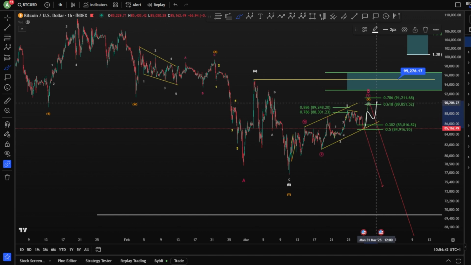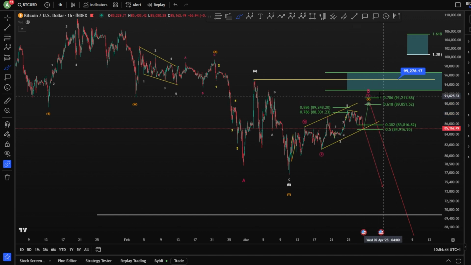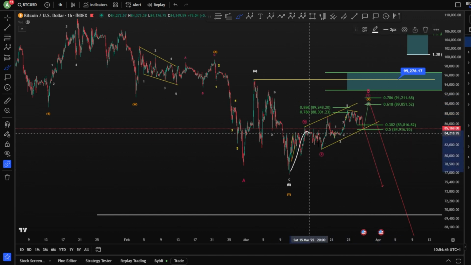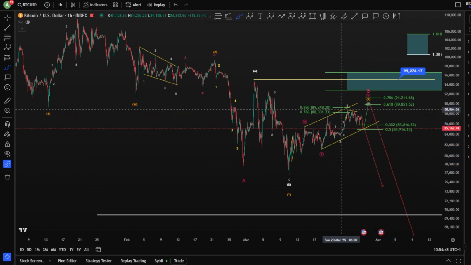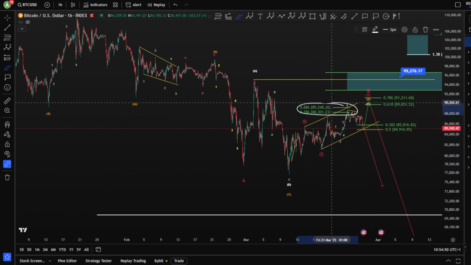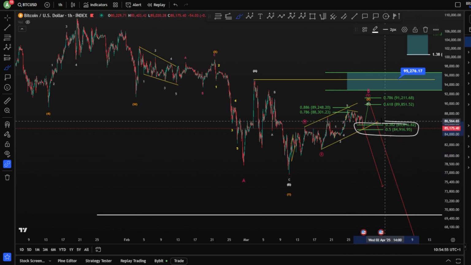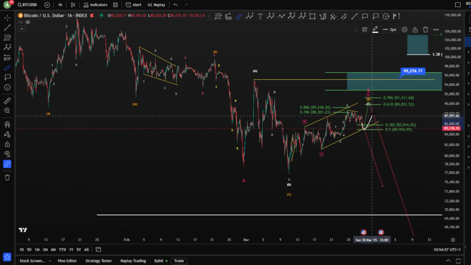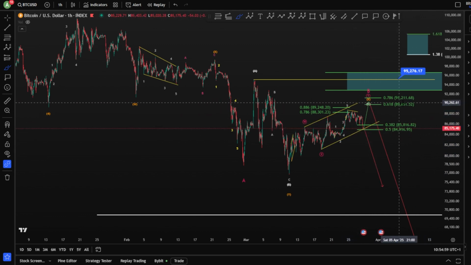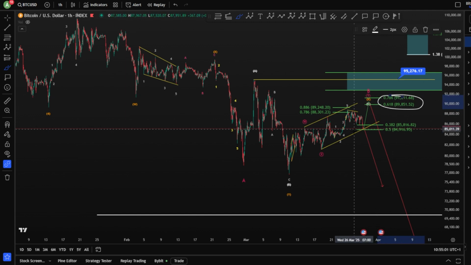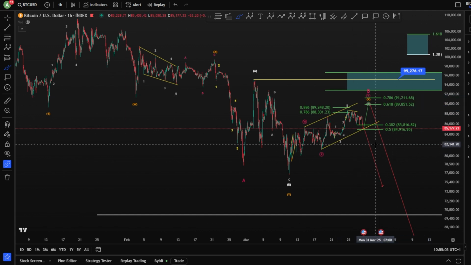Higher possibility still, of course, for the zigzag, or a diagonal potentially, where we have 1, 2, 3, 4, 5. As you can see, perfect fib level as well for the wave 3 here in the diagonal, perfect fib levels for a wave 4, if not broken, of course. And then a wave 5 can hit perfectly between those prices, 89K 800, 81K 200.